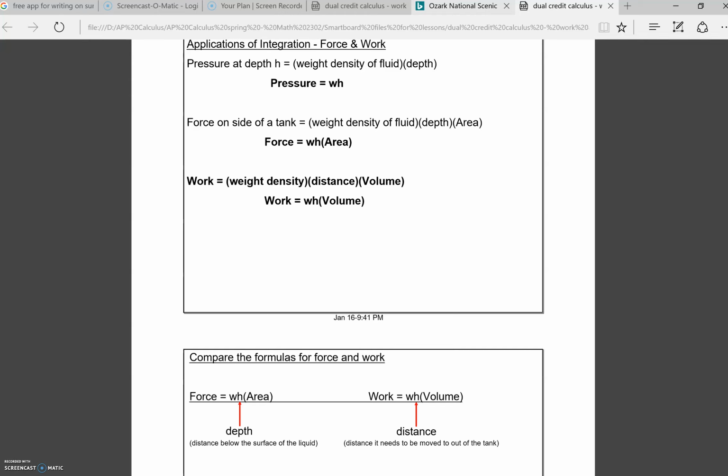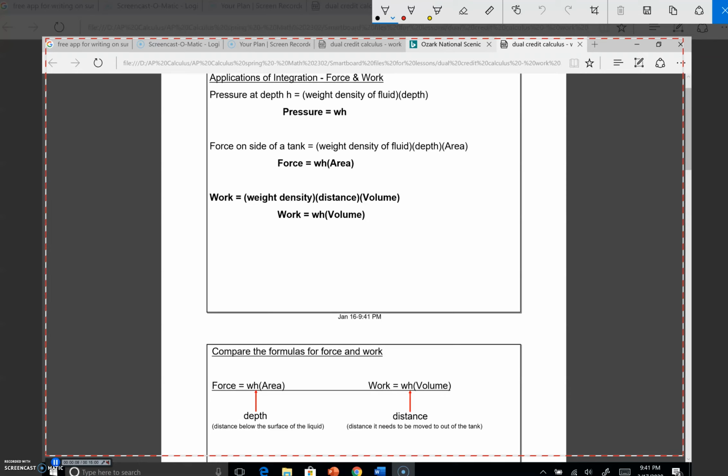All right, this lesson is on applications of integration, force and work. But before we start, I want to at least remind you how you calculate pressure at any depth h. So that's this formula here at the top of the page. Pressure at depth h is weight density of the fluid times the depth.